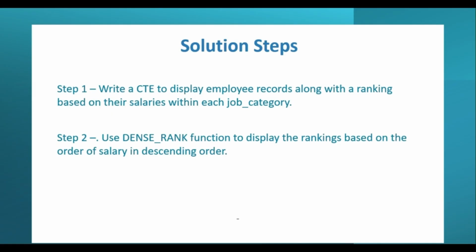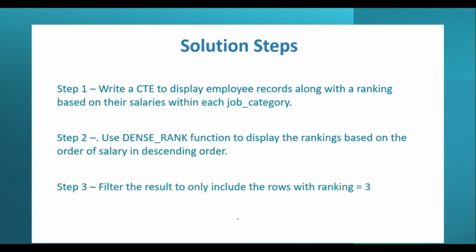So DENSE_RANK is the SQL window function that we are going to use here, and we will write a CTE to find the rankings. In the last step, we will filter the results to only include the rows where the rank is equal to 3. That means it will only display the details of the employees who hold the third highest salary within each job category, and that's what we want in our output.